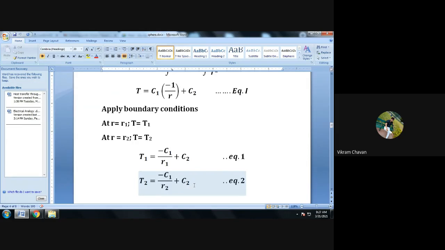Okay, getting everyone? T2 is equal to minus C1 divided by R2 plus C2. Okay, so give this equation number 1 and this equation as equation number 2.